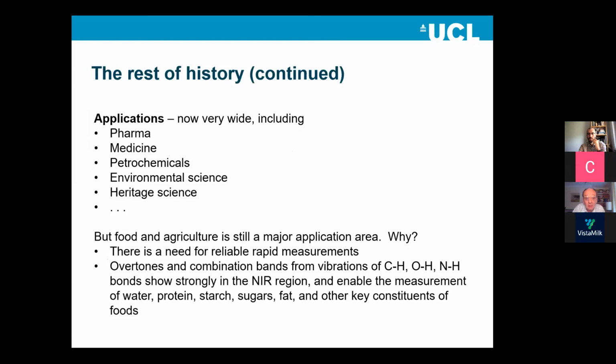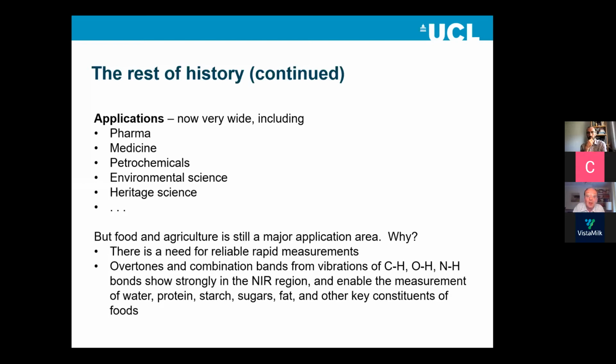Paper's almost agriculture. It's cellulose in there. And when it degrades, it's because the long molecules in the cellulose break up. And you can measure that with NIR, not surprisingly. And so there are applications, and there are lots more applications. But food and ag is still a really big, important application area. And that's because there's a need, lots of stuff.